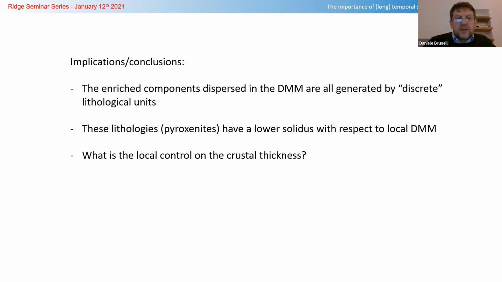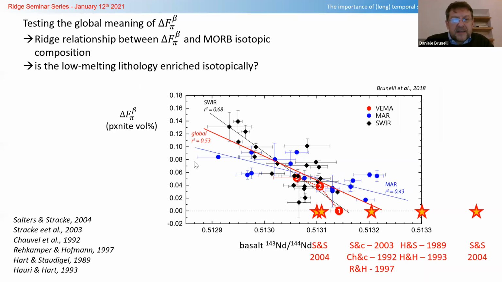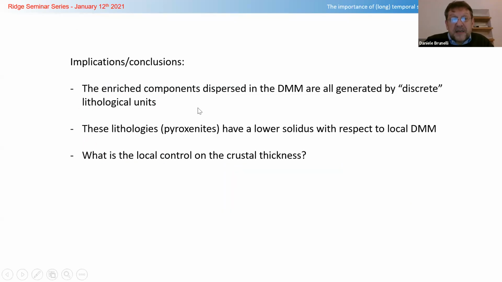So to conclude, the enriched components dispersed in the depleted mantle are all generated by discrete lithological units, because to get the difference in the estimated degree of melting means that we have thermally perturbed the system, and the thermal perturbation of the system can only happen when the heat is transferred toward the low solidus lithology. And this requires a discrete lithological unit. These lithologies, which we can approximate with pyroxenite, have lower solidus with respect to the local DMM.